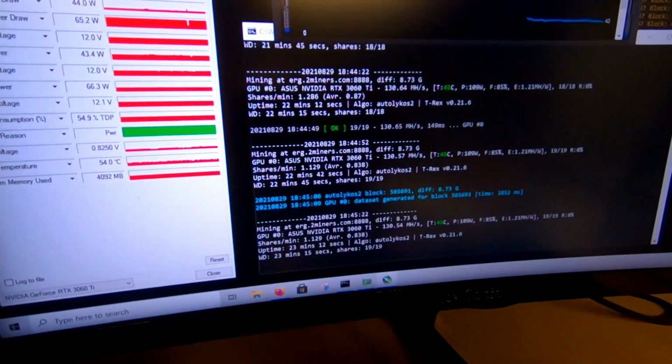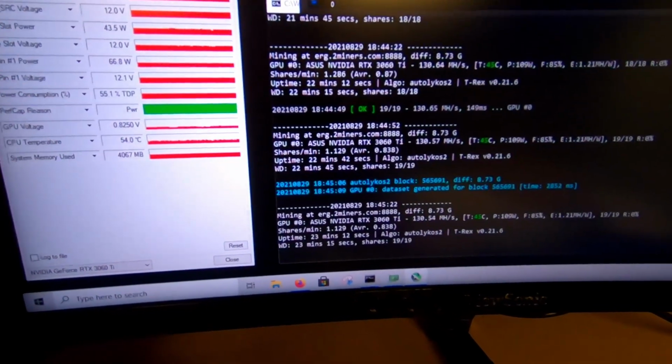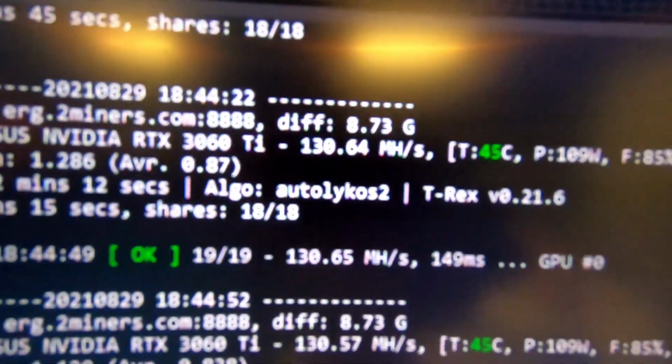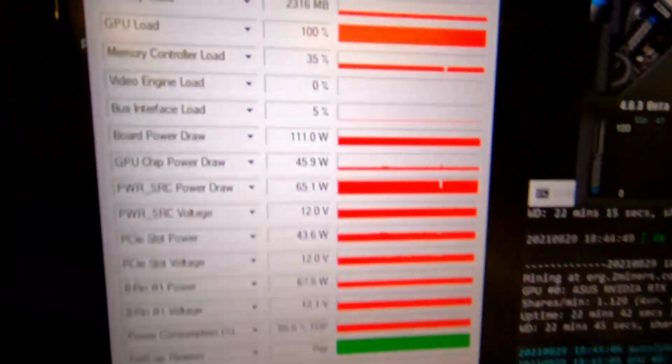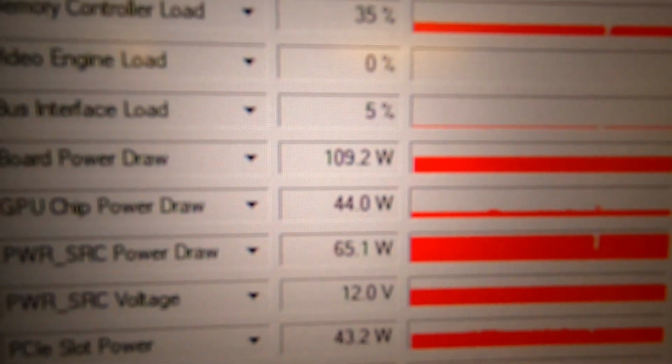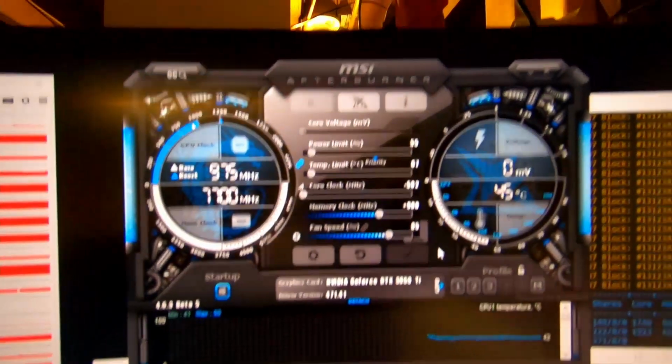All right, so I've played around with it for a little bit here, and the best settings that I can come up with give me about 130 and a half mega hash a second on Ergo. It's pulling less power now, at about 110 watts, and here are my settings.